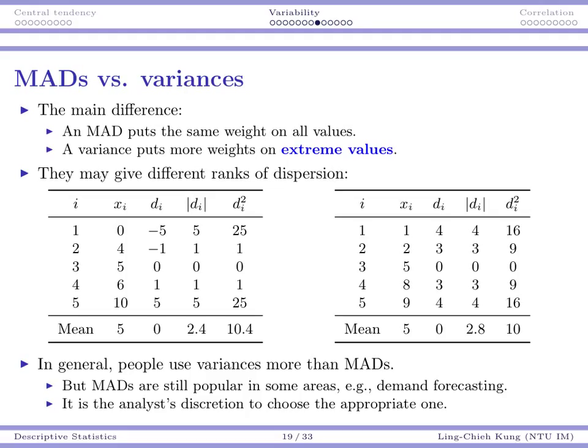Okay? In general, people use variance more than MAD. So if you don't know which one to use, then probably you want to use variance, because variance is more common than MAD, or we can say variance is more common than almost all other measurements. But you should know that MAD is still popular in some areas, for example, demand forecasting and something else. So it's your job to decide which one to use, and sometimes you may want to see how other people in the same field or doing the same job decide, and use that as your reference.